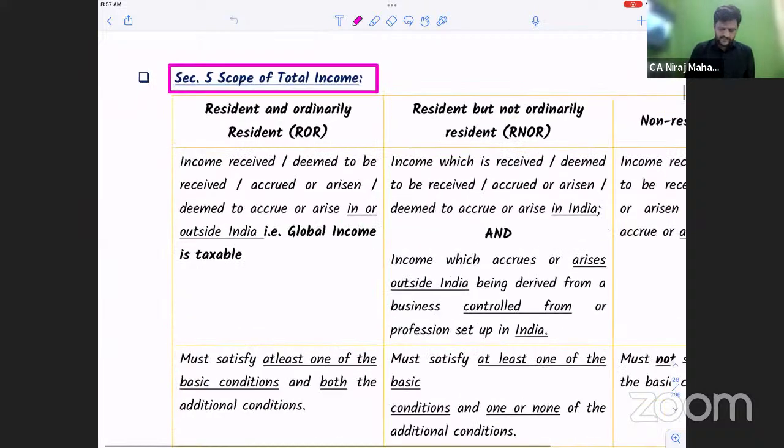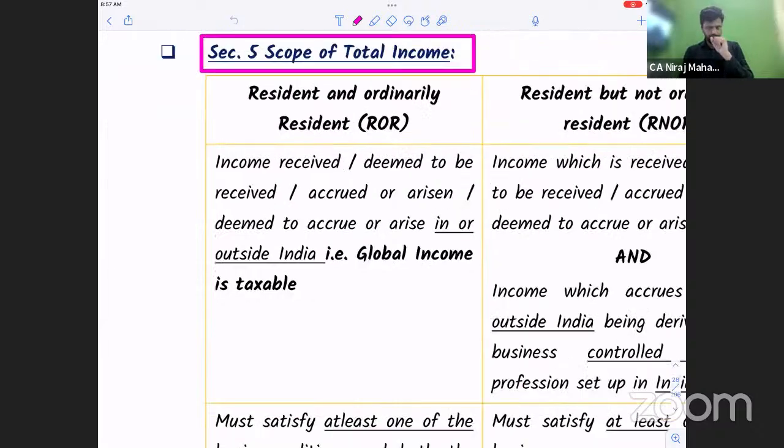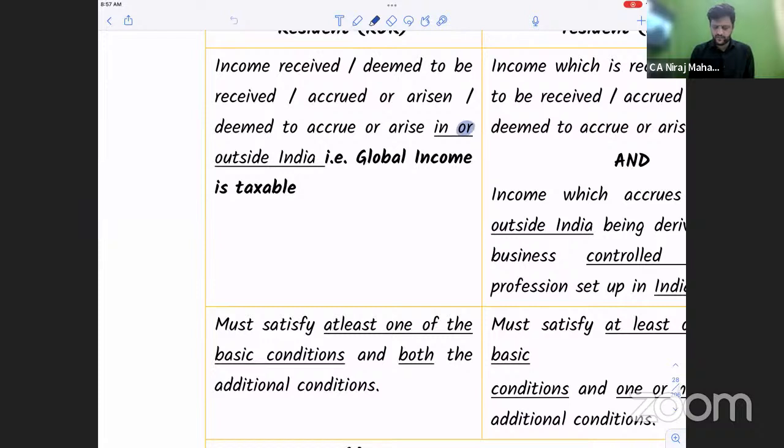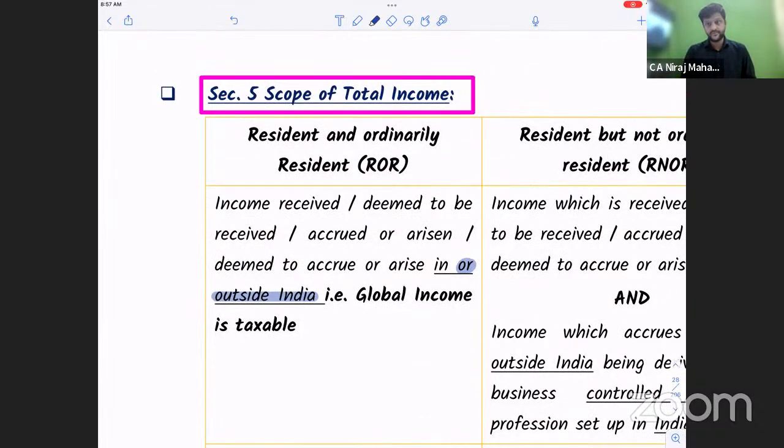ROR, understand. Income actually received or deemed to be received, or basically assumed to be received, then accrued or arisen or deemed to accrue or arise, where, bacho? In India or even outside India. That is what? Global income is taxable in India. Section 5 of which Act? Income Tax Act. The Indian Income Tax Act says that global income will be taxable. So obviously it will be taxable in India. We are doing Indian income tax.